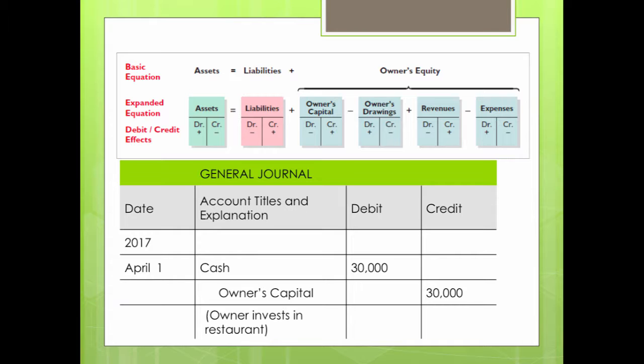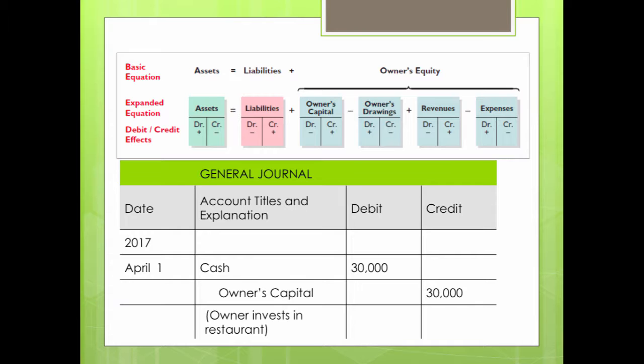Now, we debit or increase the cash account. So we record the title as cash. And we record $30,000 on the debit column. Next, we record the credit, which in this case is owner's capital. And we record $30,000 under the credit column.